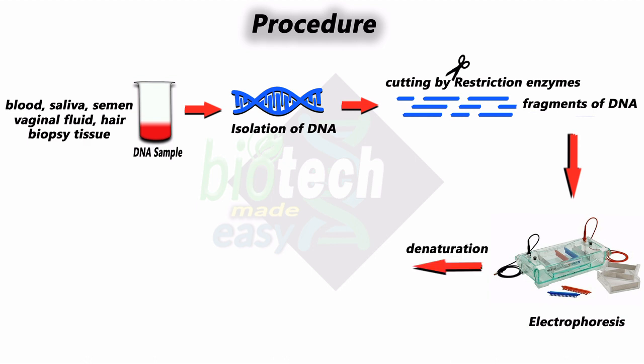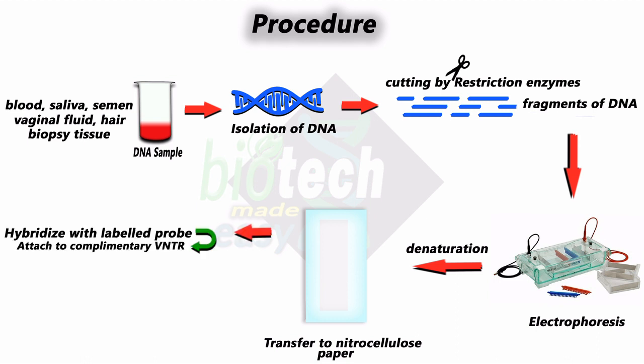Now, the next step is denaturation. Denaturation is done to make the double-stranded DNA into single-stranded DNA, and this we can do by dipping it into weak acid. The next step is that the DNA bands are transferred to more robust nitrocellulose paper. This is important because the gel is unstable and very fragile, so we have to transfer it to nitrocellulose paper. And after that, these are hybridized with probe.